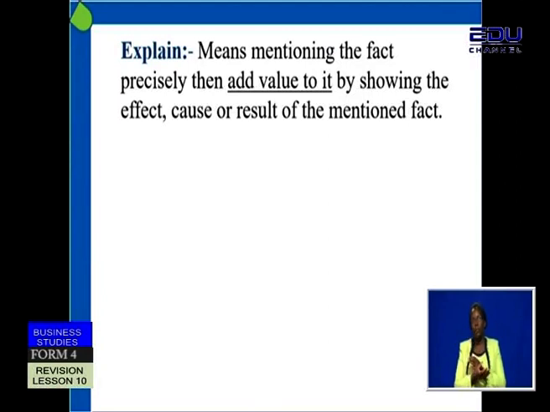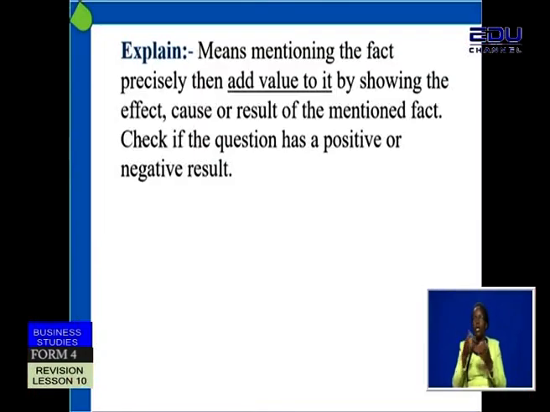In explaining, it means that you mention the fact precisely, then you add some value to it by showing the effect, cause, or result of the mentioned fact. You mention the fact precisely the way it is supposed to be, then you add value to it. Once you are adding the value, that value should be directing us to an effect that it can cause, or the cause of it, or the result of what you have mentioned.